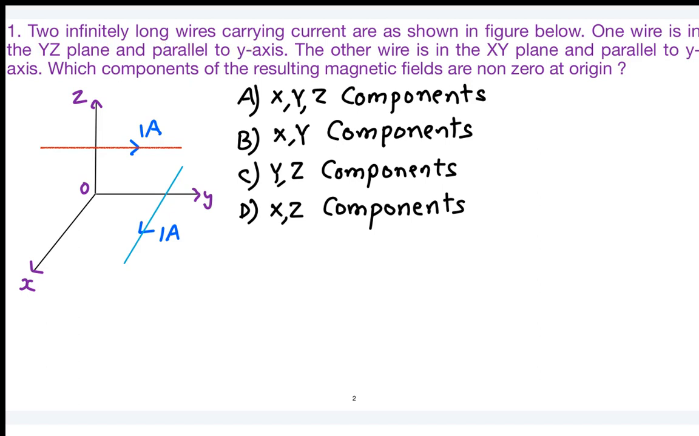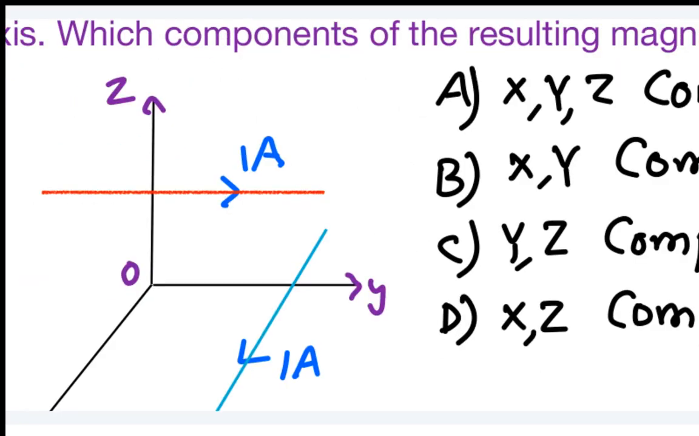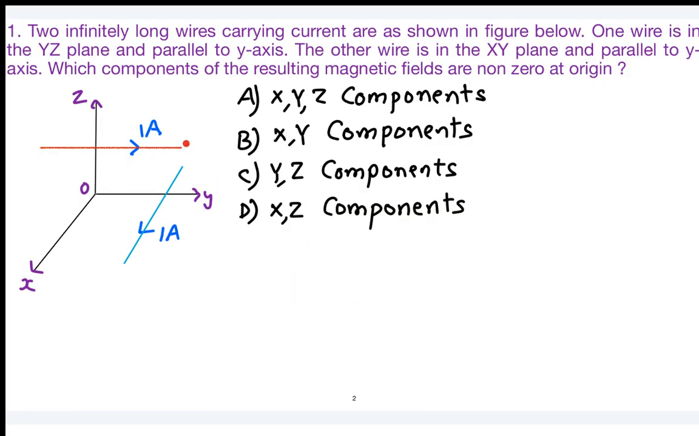There are two infinitely long wires carrying currents, as shown in the figure below. One wire is located in the YZ plane and parallel to the y-axis. You can see here, this is a wire located in the YZ plane and parallel to the y-axis. The other one is located in the XY plane and parallel to the x-axis. Which component of the resulting magnetic field is non-zero at the origin? This is your observer point.